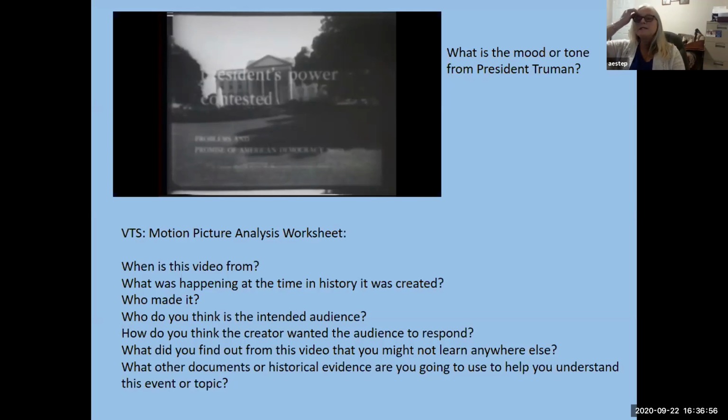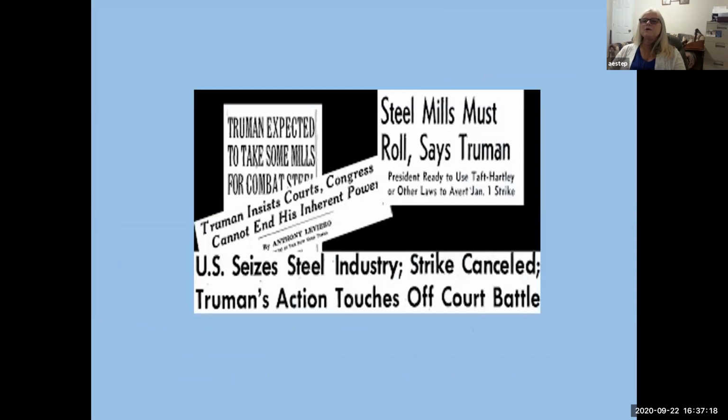He was determined to take care of his soldiers. He felt like, according to the Constitution, his inherent powers were vested in him as the executive, a president, and commander in chief. And so he didn't want work stoppage. He didn't want to have anything go against his soldiers in North Korea, South Korea. So as you can imagine, here are the headlines. The U.S. seizes steel industry, the strike's canceled, and Truman's action touches off a court battle.